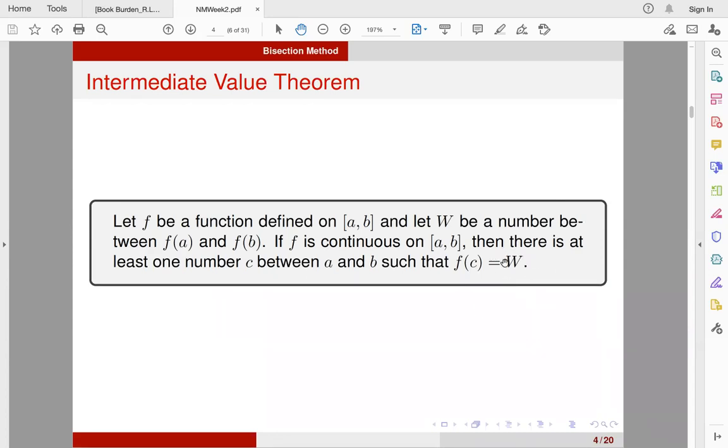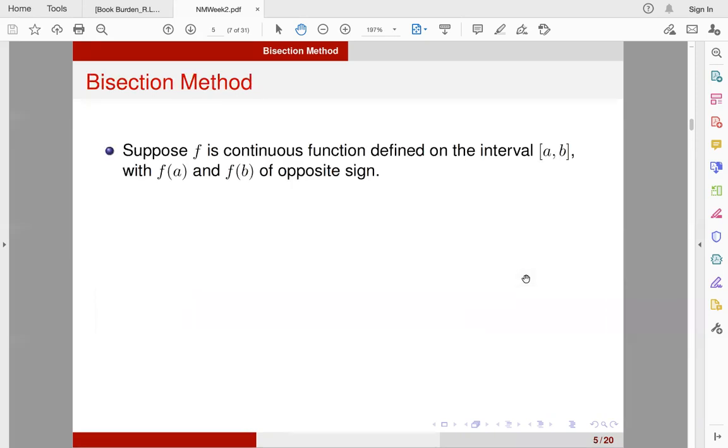So this w can be any number, as long as w is between f(a) and f(b). So basically it's not only for zero, as long as w is between f(a) and f(b). Therefore, we have this fact from this theorem. Okay, now let us apply this theorem to find a root, or to find a solution of f(x) = 0, like we have before.